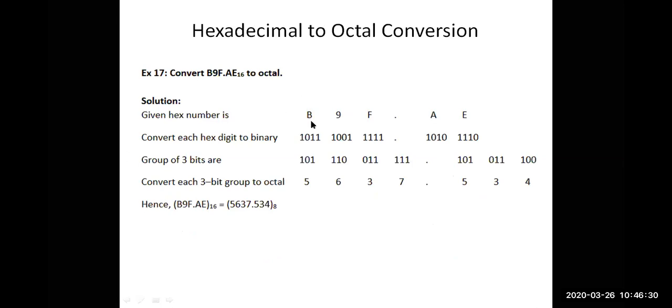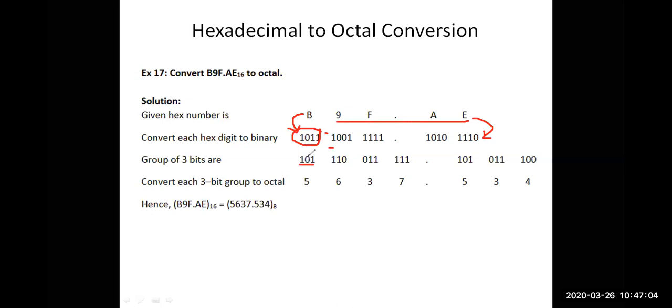So every hex digit is converted into its equivalent 4-bit binary code, because hex can be represented by 4-bit binary and octal can be represented by 3-bit binary. So B is 11, by the 8 4 2 1 rule, 8 plus 2 plus 1, that is 11, and so on. All these hex digits are represented by their equivalent binary numbers.